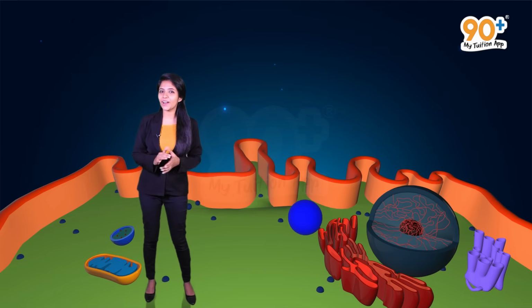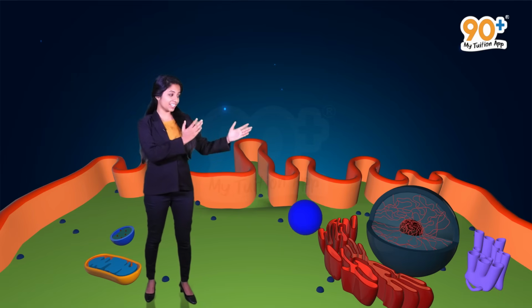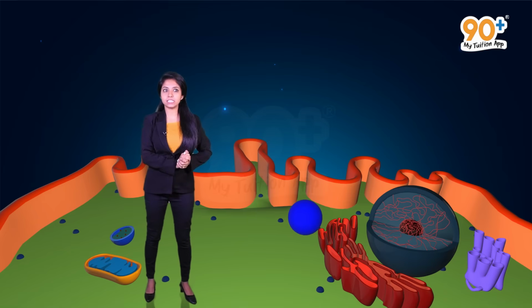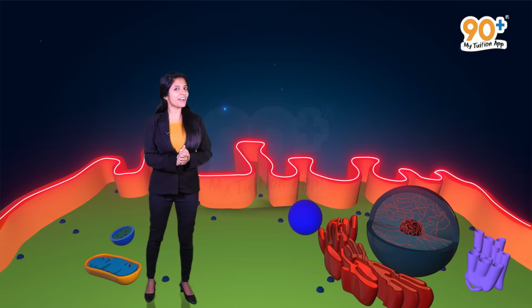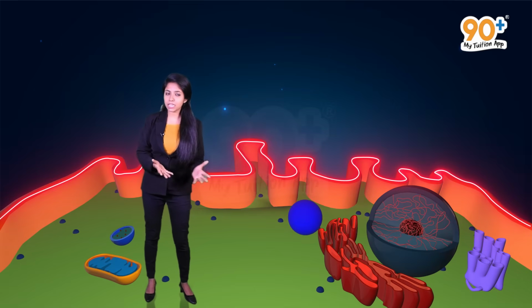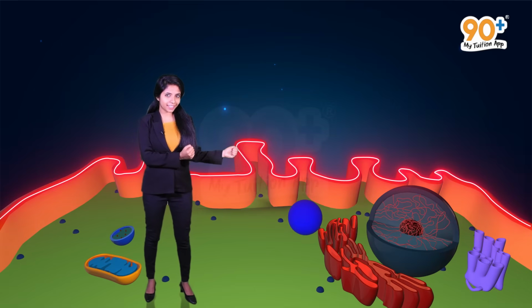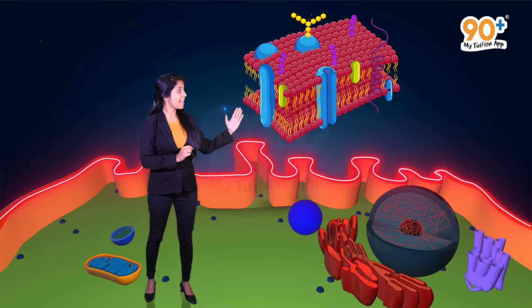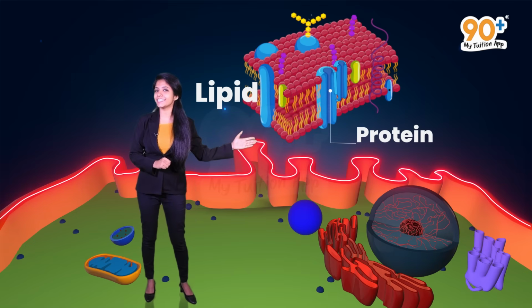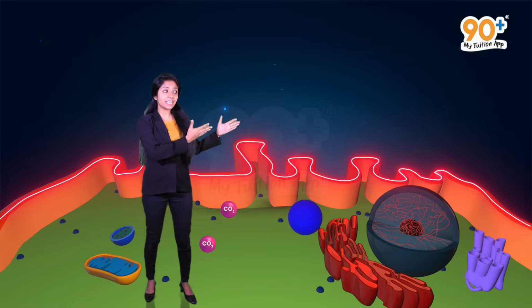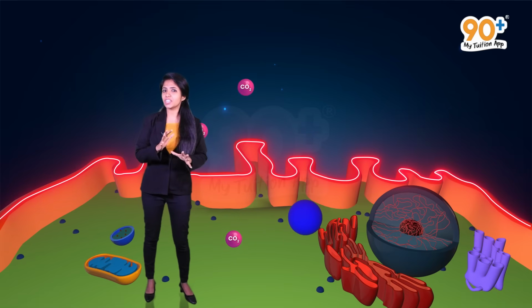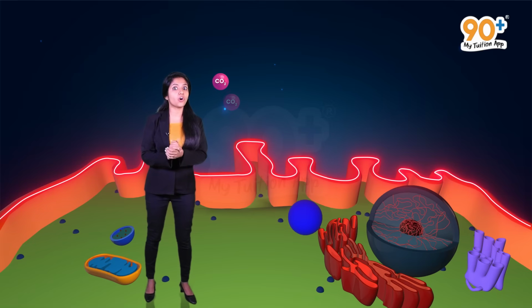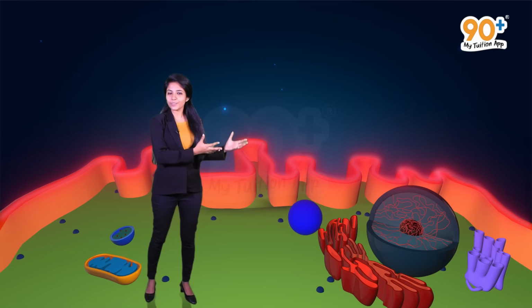But as of now, I guess it's time to meet the security guard of the cell, that is the plasma membrane. As you can see, it's the outermost covering of the cell. And you know what? It is flexible. And it is made up of organic molecules like lipids and proteins. Well, it actually separates the content within the cell from the external environment. And it also manages the transport of materials from within the cell to outside.